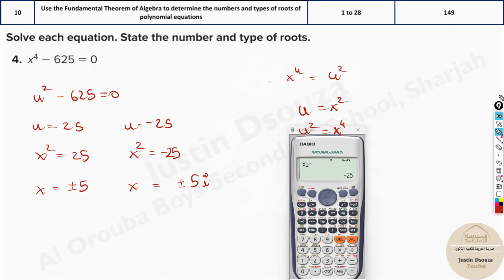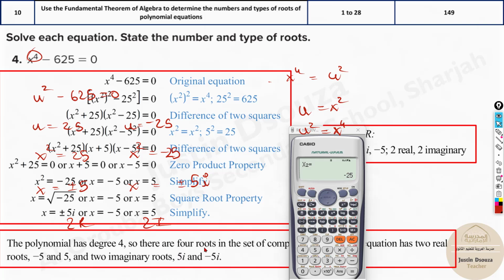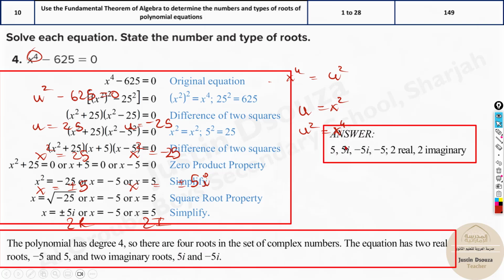Imaginary number. So now what are these solutions? There are 4 roots. 2 are real, 2 are imaginary. That is the answer. You can see here that's the final answer. You can write 5 plus or minus 5 first, and 5i, minus 5i. 2 are real, 2 are imaginary.